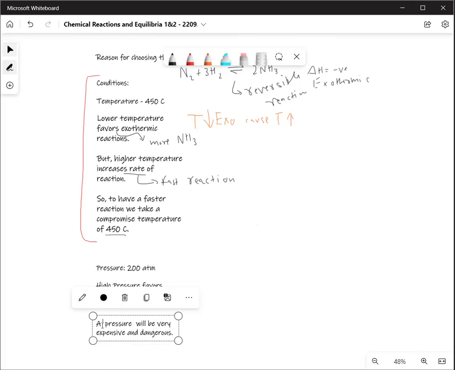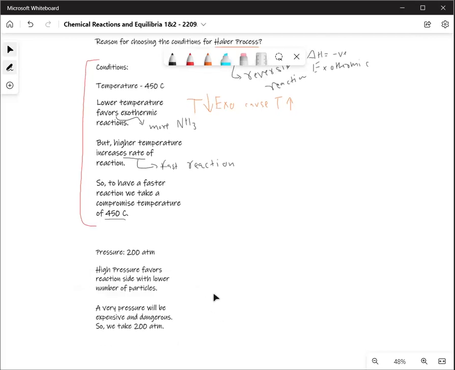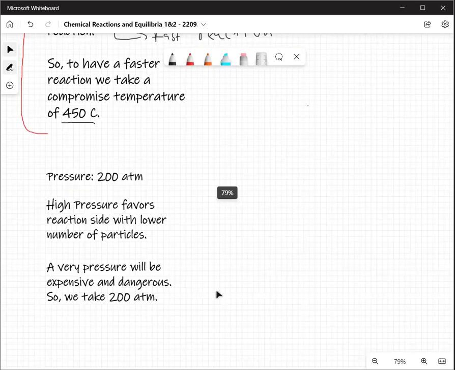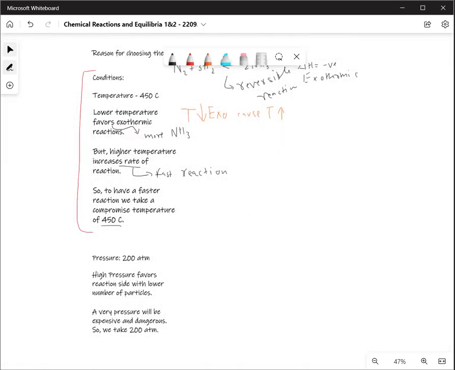Sir, should I write about the pressure too? Yes. Okay. Niranjana, what is your progress? I'm writing it down. Okay.